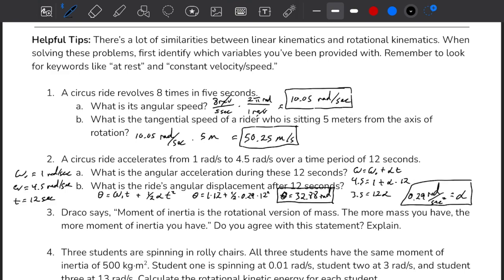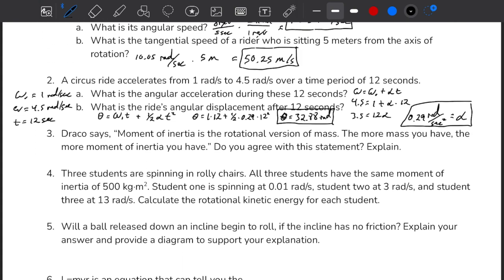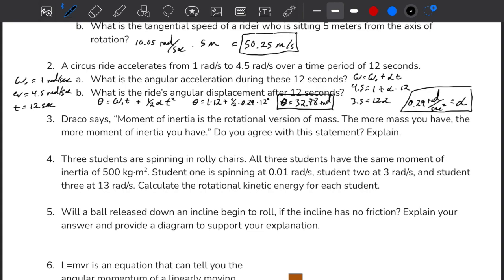Draco says, moment of inertia is the rotational version of mass. The more mass you have, the more moment of inertia you have. Do you agree with this statement? Well, rotational inertia is mass times radius squared. So yeah, the more mass, the more rotational inertia. And rotational inertia is the rotational equivalent of mass. So yes, I agree.